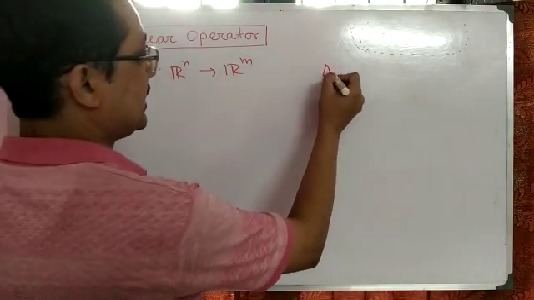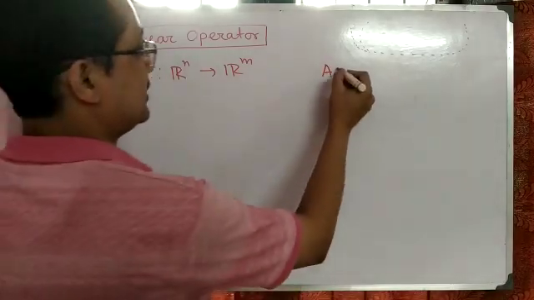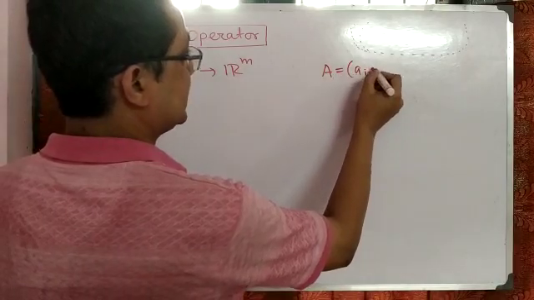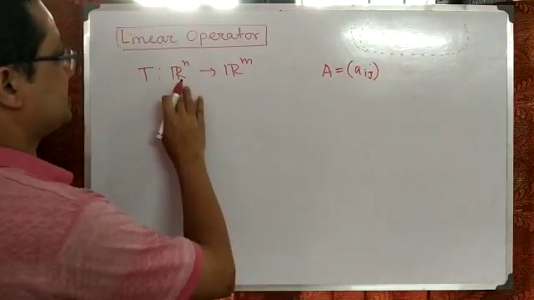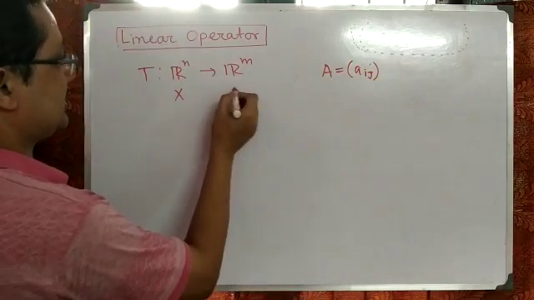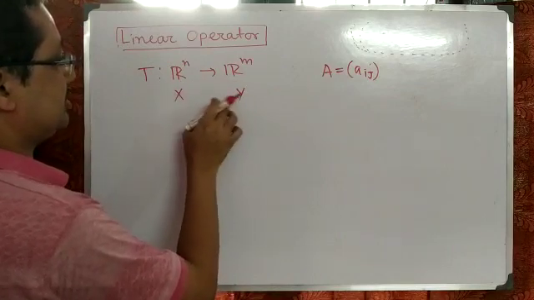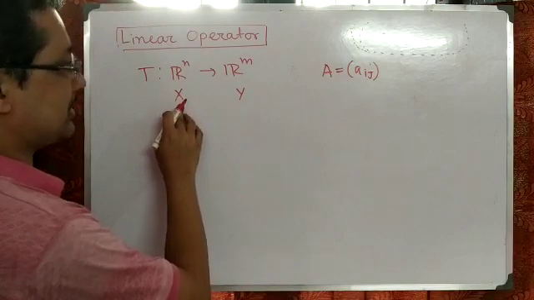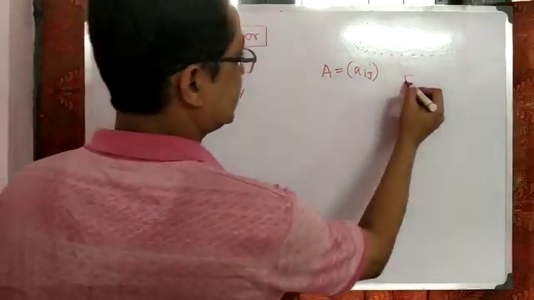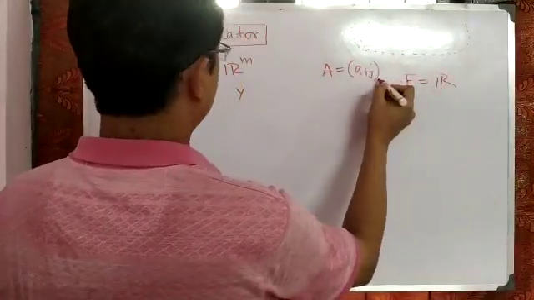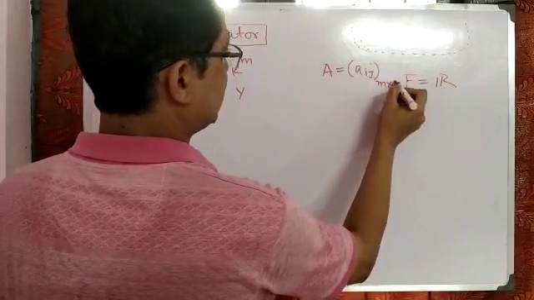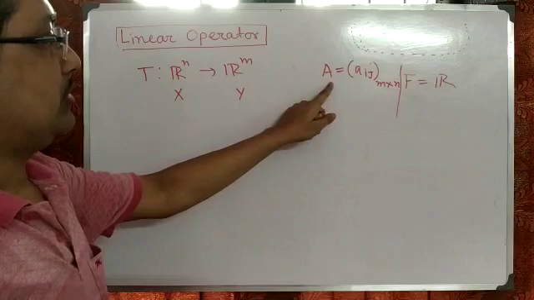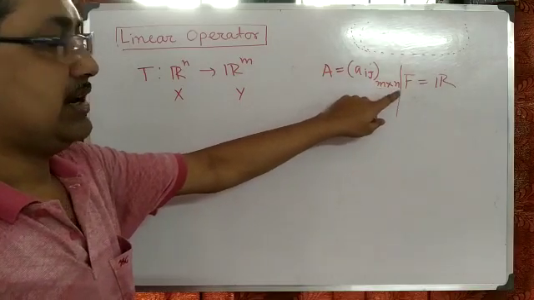First of all, we choose a matrix A equal to Aij. Obviously, it is a real matrix because the domain X and codomain Y are both linear spaces over the field R. So it is an n cross n matrix. Choose a matrix A of n number of rows and n number of columns.